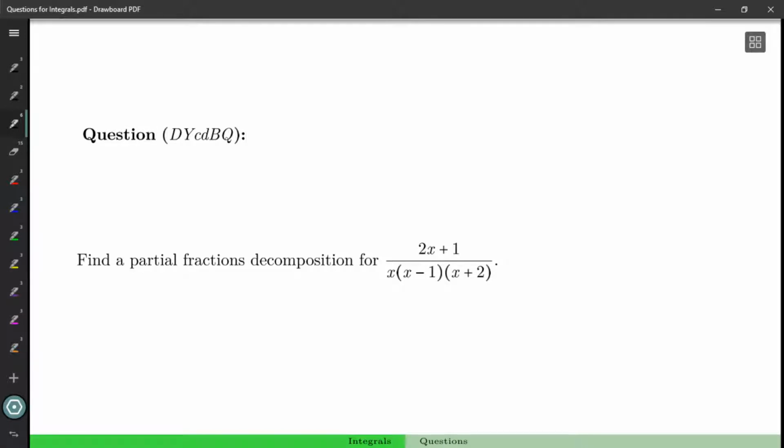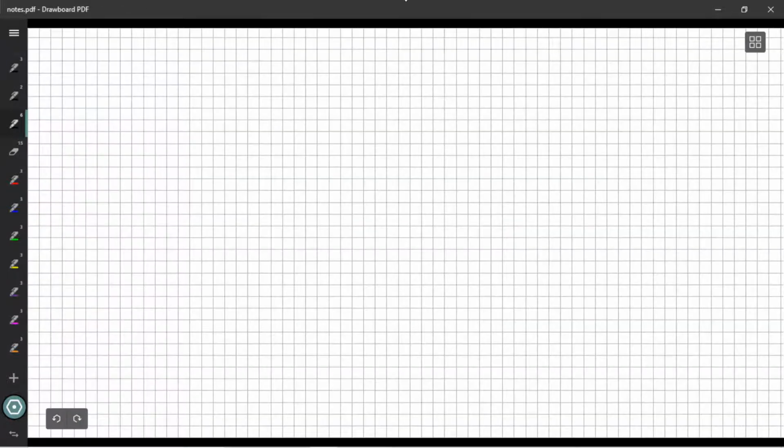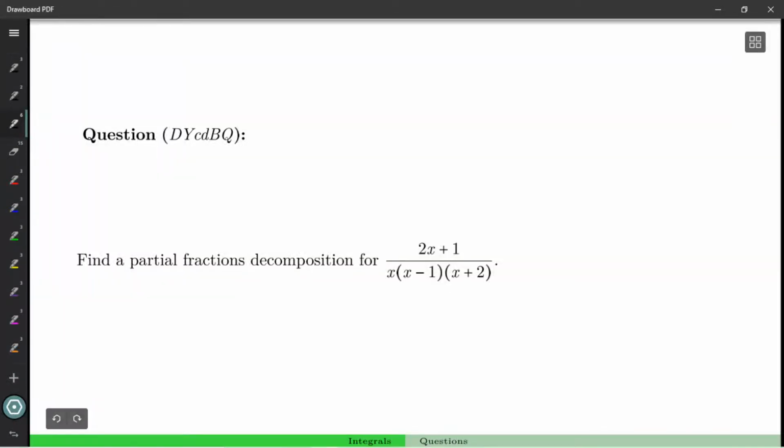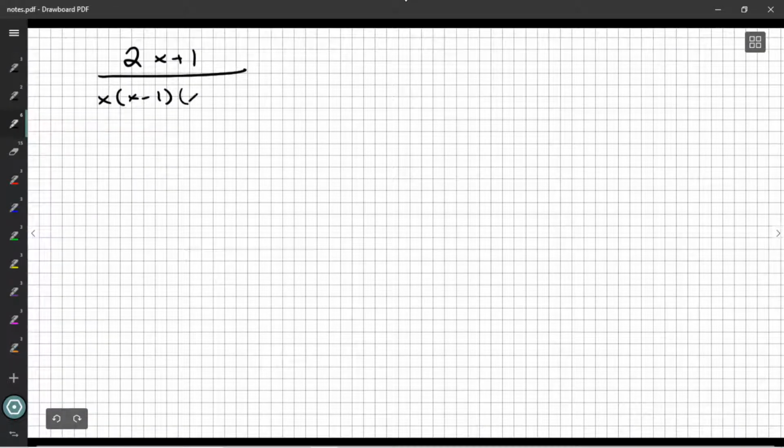Find a partial fractions decomposition for (2x + 1) over x times (x - 1) times (x + 2). Somebody's done a little bit of work for us because the denominator here is already factored. So we can jump right into the creation of our constants. It was x - 1, it was x + 2, right? Yes. Always a good idea to make sure we get these things correct.